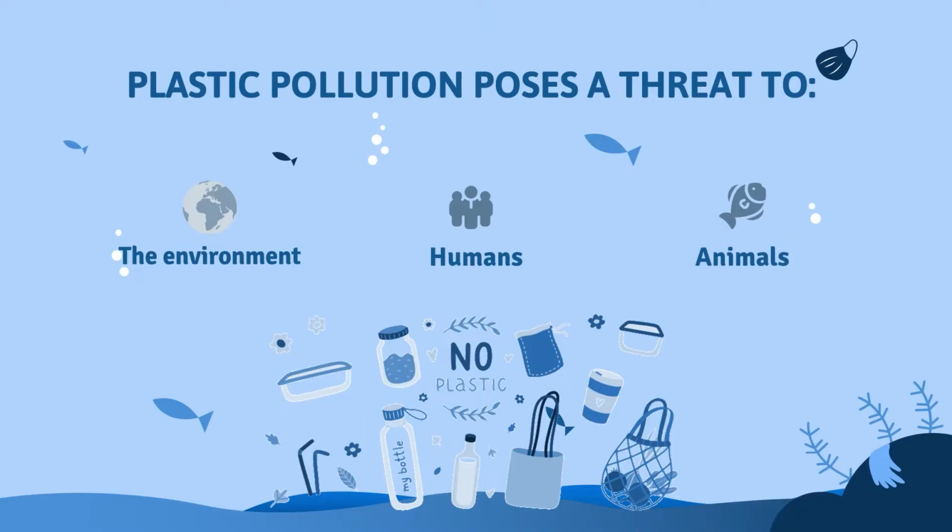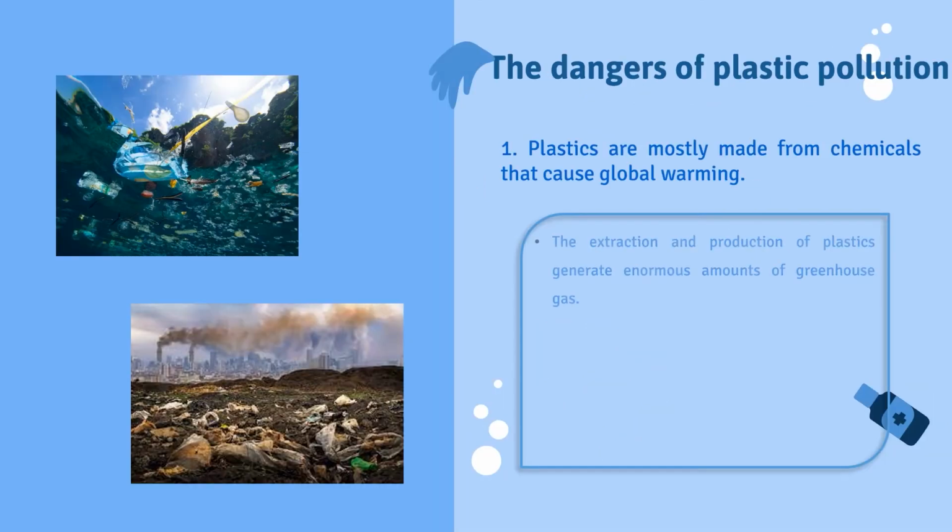We shall talk about how plastic pollution can take a horrendous toll on the environment, humans, and animals. First of all, plastics are made from chemicals that cause global warming. Most people don't realize that plastics originate from fossil fuels. The plastic industry, which includes the extraction and production of plastic, accounts for 6% of the global oil consumption. These energy-intensive processes generate enormous amounts of greenhouse gases.